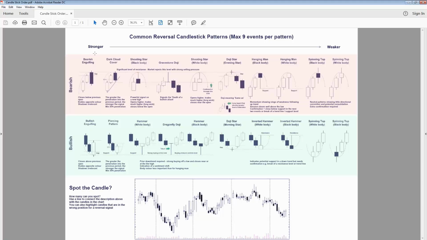So you have bearish engulfing, which is potentially the strongest signal, and then you have a spinning top, which is a weaker confirmation. For the bullish side, what you're looking for is a downtrend, and then you see at the bottom some bullish confirmation taking place of a candle or a series of candles up to a maximum of 9 events. This is what you look for. So you've got the bullish engulfing, which is the strongest signal, and then you've got a spinning top, which is a potentially weaker signal.